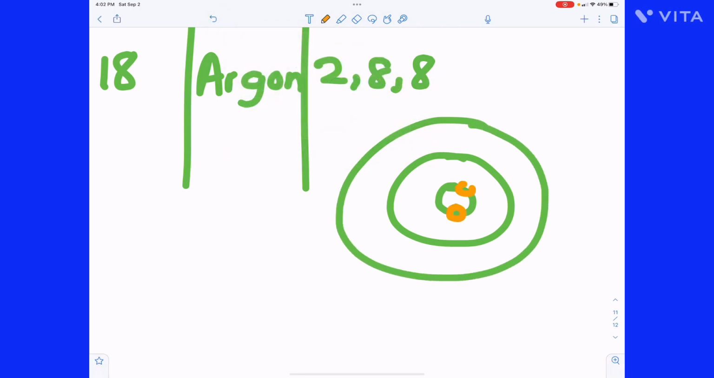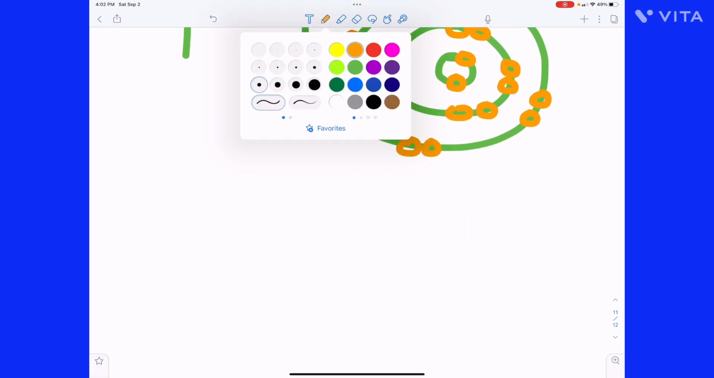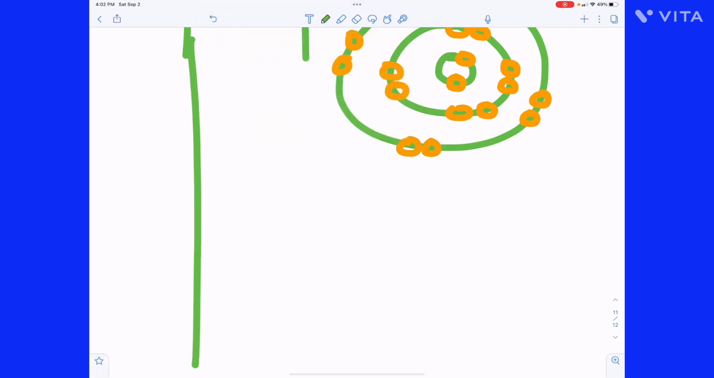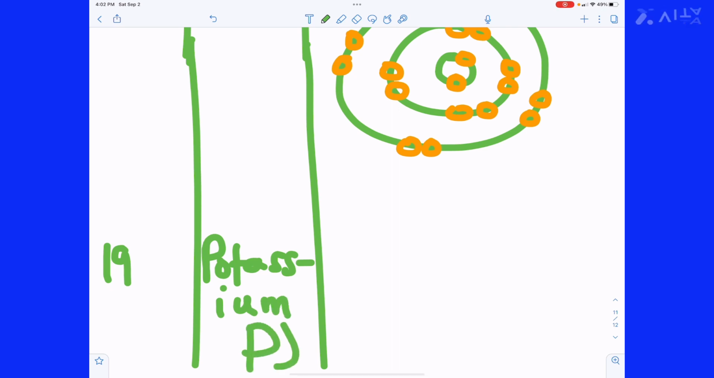Now, almost all laws in chemistry have exceptions. And you will see an exception to this law here now. 2, 8, 8. Meaning first shell 2, second shell contains 8, and the third shell contains 8. Now, 19. Potassium. Oh, sorry, I've not been writing symbols. Potassium is K. Argon is Ar. I'm sure you know all that.